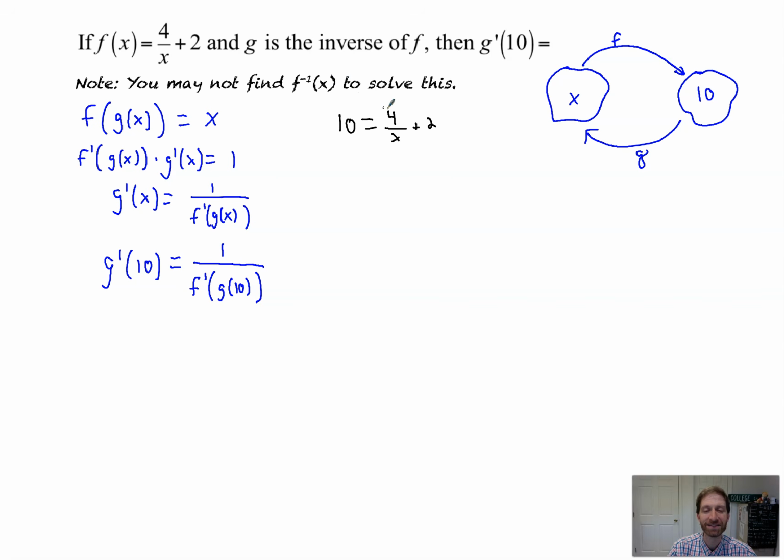Oh, very nice, very nice. If you need to listen to that again, do it. I know the explanation's there for you anytime you need it. Subtract 2, we'll get 8 equals 4 over x. And when we solve, we'll get 8x is equal to 4, x is equal to 1/2. So we have found that when 10 is in g, we get out 1/2. So g of 10 is 1/2.